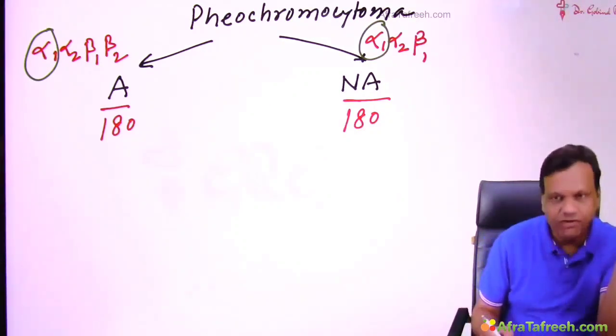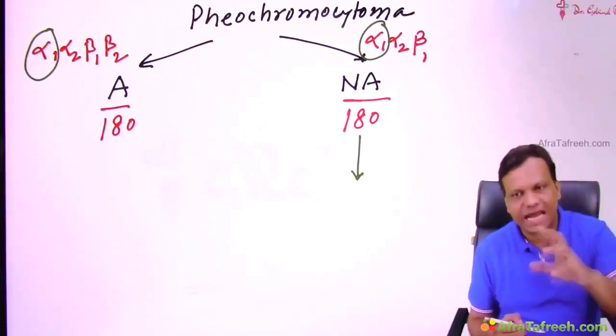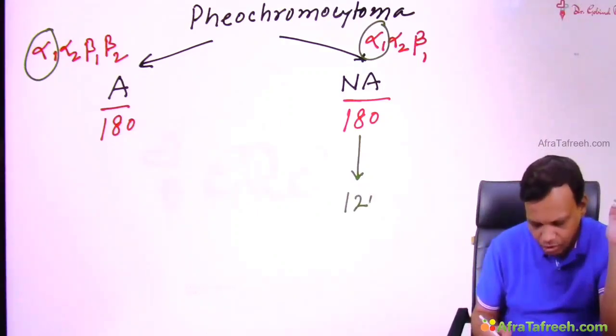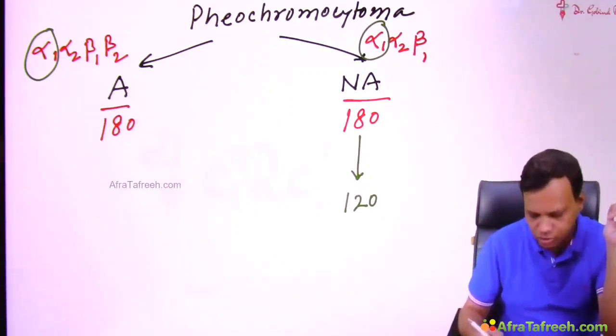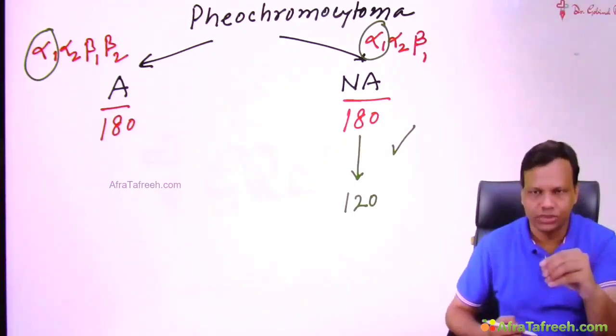So if we give an alpha blocker to a noradrenaline producing tumor, it will block the extra vasoconstriction caused by alpha-1, and blood pressure will come back to normal, around 120. So there is no problem. We can use alpha-1 blockers in a noradrenaline producing tumor.